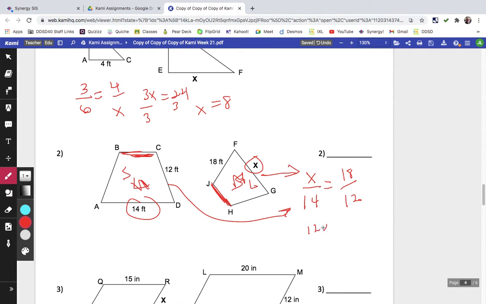So 12x equals 14 times 18. Grab a calculator here. Okay, 14 times 18 equals 252. So 12x equals 252. Divide by 12, and we get 21. X equals 21. So 21 feet.